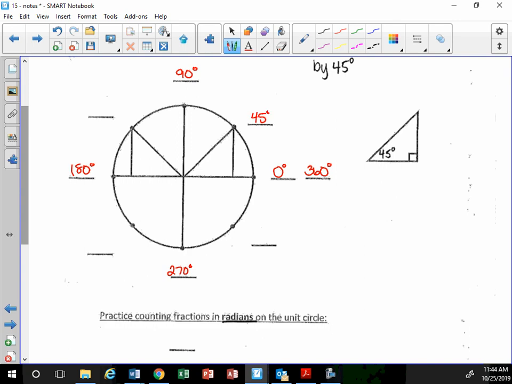Okay, so we're going to label this all the way around. You guys see how from 0 to 45 is 45 degrees. And then if I add 45 degrees, I get to 90. If I add 45 again, where will it be? 135. All right, then I'm at 180. What's going to come after that? Then I'm at 270. What's after that? 350.